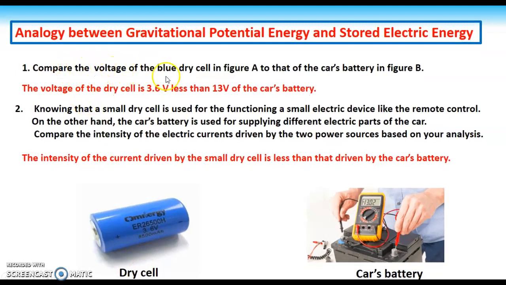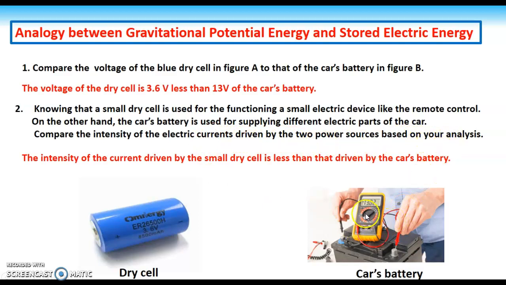If we compare the voltage of the blue dry cell in figure A to that of the car's battery in figure B, the voltage of the dry cell is 3.6 volts, while that of the car's battery is 13.02 volts. This means that the voltage of the car's battery is greater than the voltage of the dry cell. Now, knowing that a small dry cell is used for the functioning of a small electric device like the remote control, on the other hand, the car's battery is used for supplying different electric parts of the car. Compare the intensity of the electric current driven by the two power sources based on your analysis.